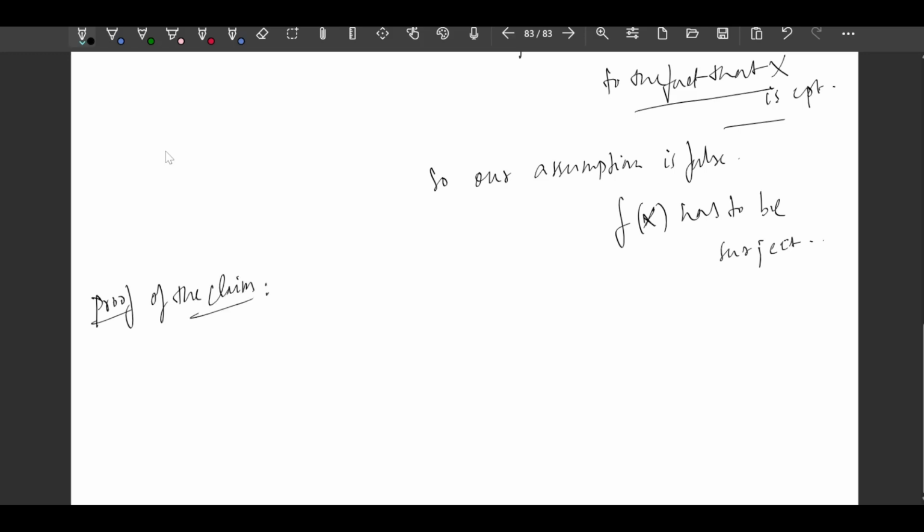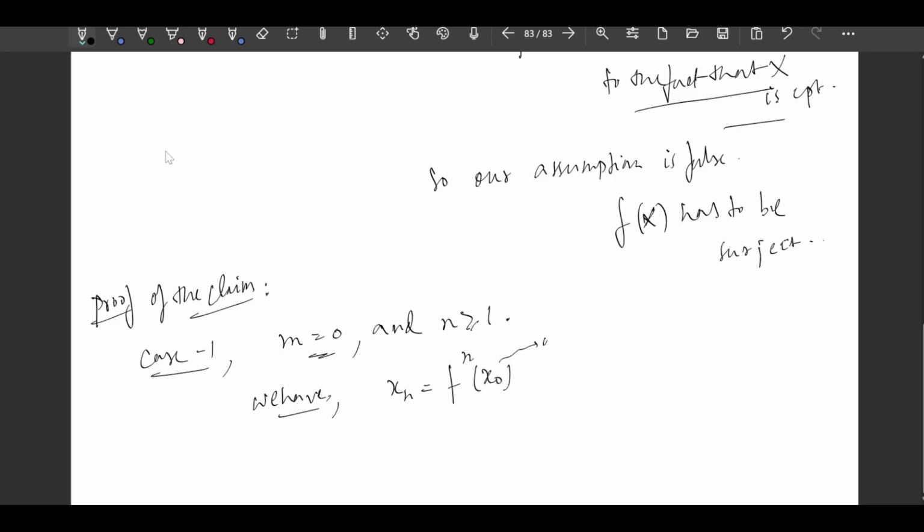Okay, so case 1: let m equals 0. I am fixing m, okay, and n is greater equal to 1. Right? So what do we already have? xn equals f to the power n of x naught, right, where x naught equals a. Remember, we defined the sequence like this, for all n belongs to natural number.